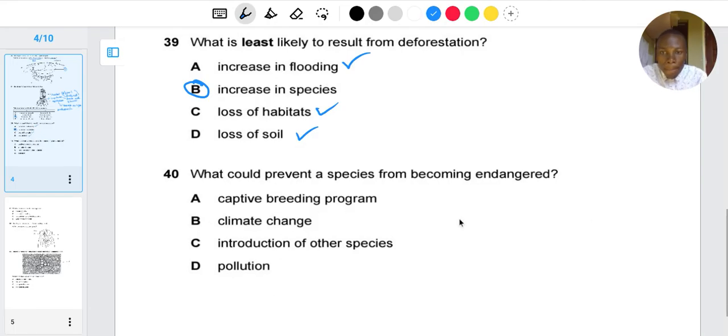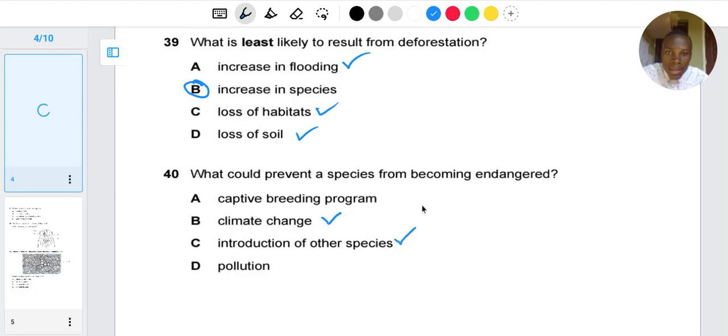So climate change cannot prevent the species from being endangered. Introduction of other species cannot also prevent species from being endangered. Climate change, let's say for example, when there is a lot of rain or there is no rain, these animals won't have water to drink. As a result, there will be a reduction in the animals, or certain species, and the animals are going to be endangered.